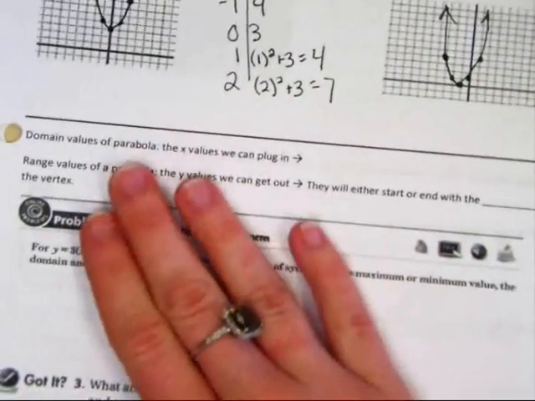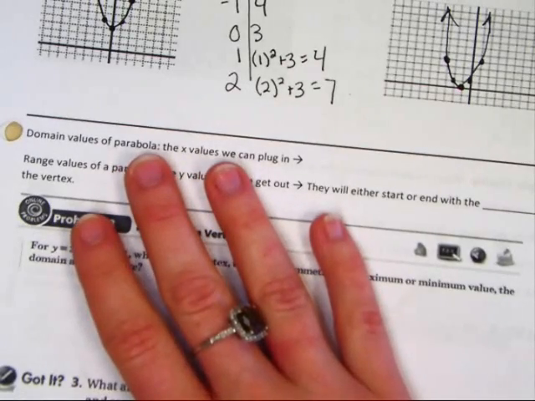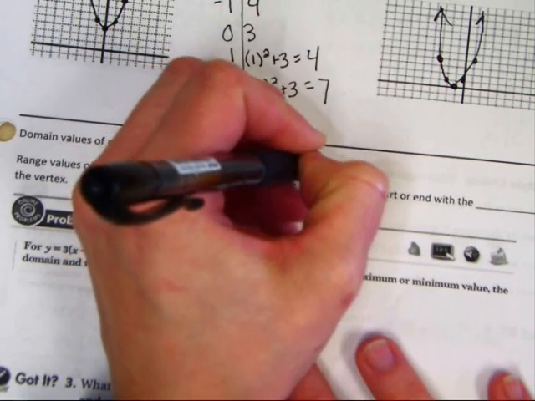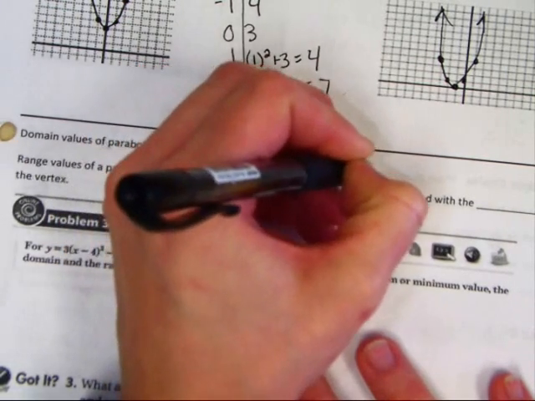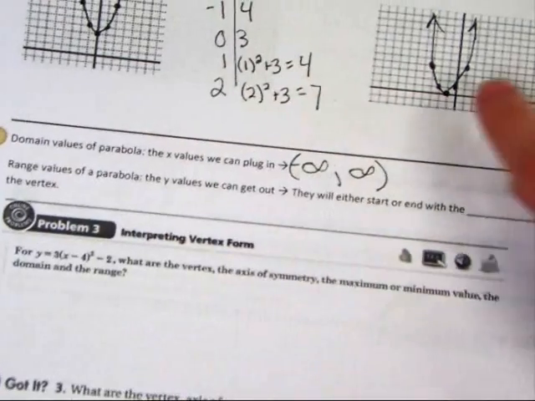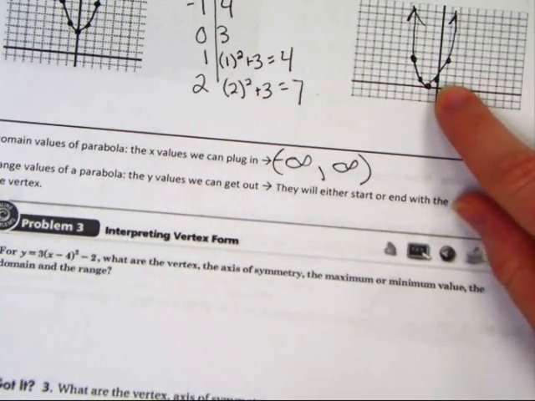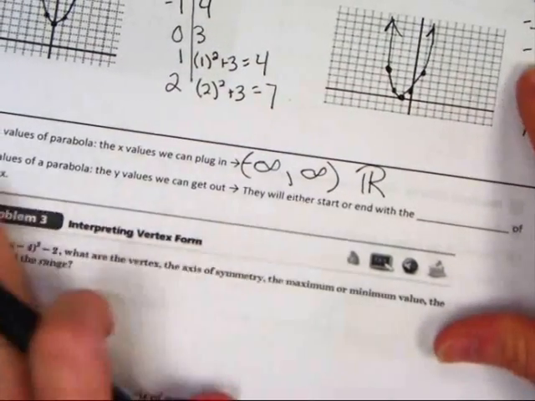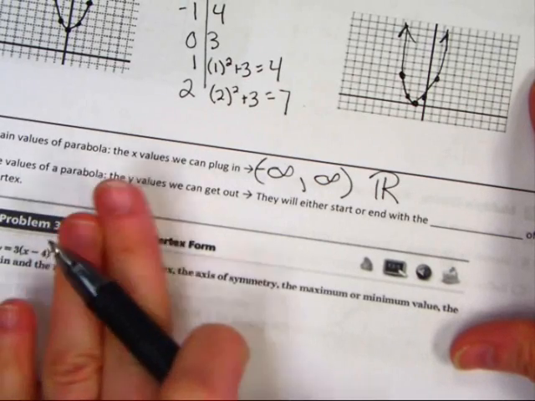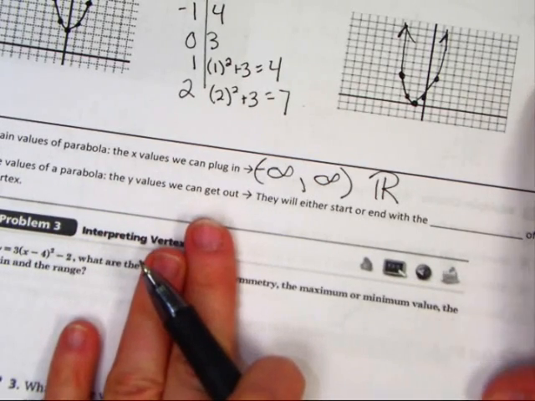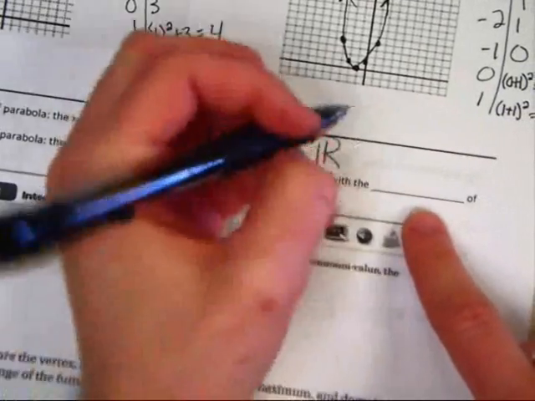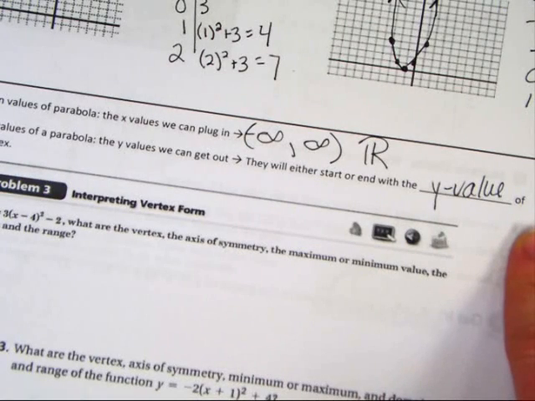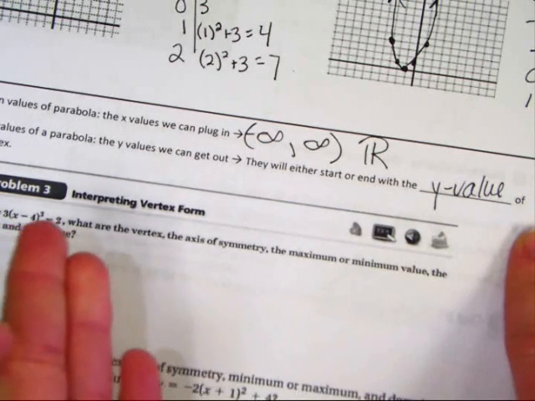Now, if we ever talk about the domain values of a parabola, it's like asking what x's are we allowed to plug in. You can plug in any x. So our domain should always be -infinity to +infinity. And if you're looking at a graph, it's because it always goes to the left and because it always goes to the right. In other words, it's all real numbers. Now the range values of the parabola, that's where we get a little confused. These will either start or end with the y value of the vertex. Okay? It depends if it goes up or down.